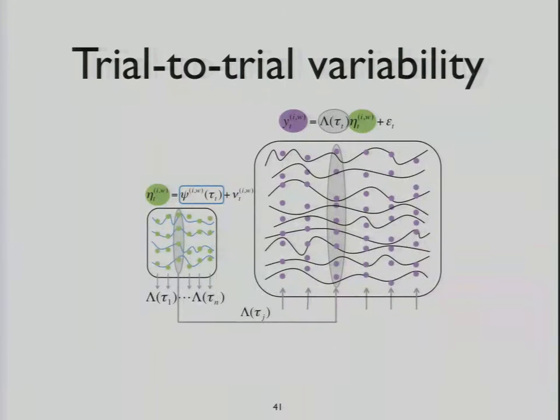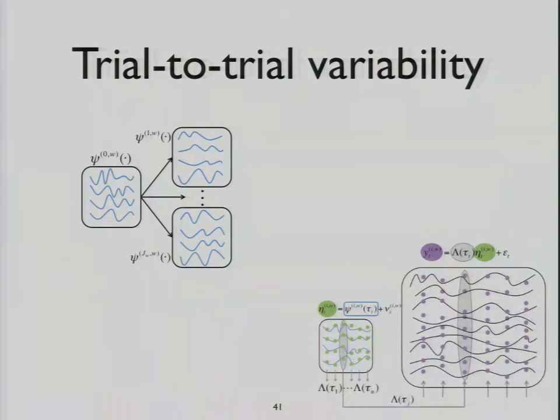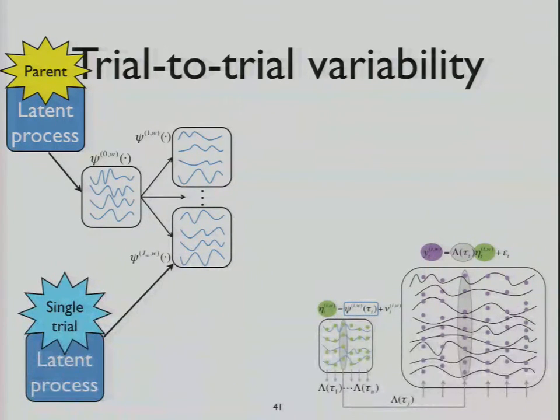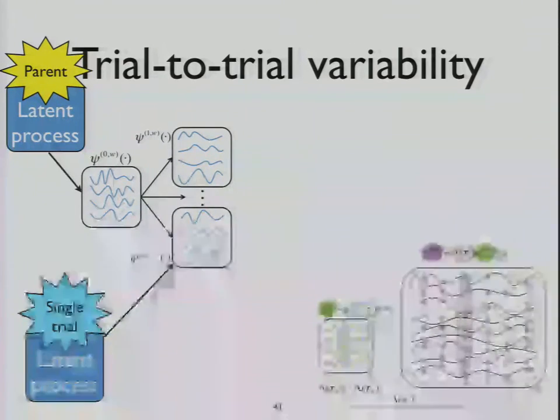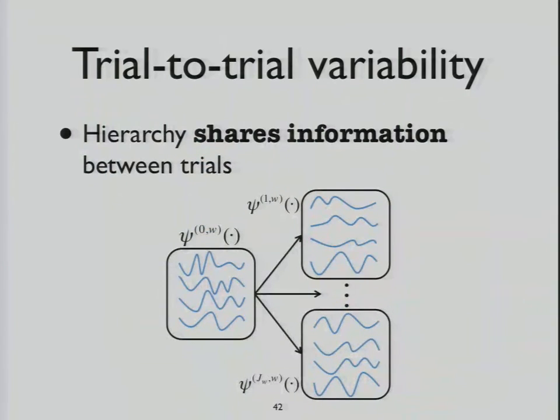So this is the model as we've described it so far. We have our latent processes evolving in our lower dimensional space, and we're projecting them back up with a factor loading matrix lambda that depends on t. Now to this, we're going to add a hierarchy of latent processes. We have a parent latent process that will form the mean of the single trial latent process. And we'll take the single trial latent process and project it up into the full dimensional space of the MEG data using the time-varying factor loading matrix lambda. So this hierarchy allows us to share information between the single trials, in the way that each child can influence the parent when we sample, and the parent in turn influences the children. So the children are communicating information through the parent.